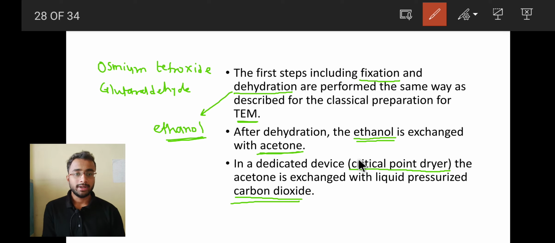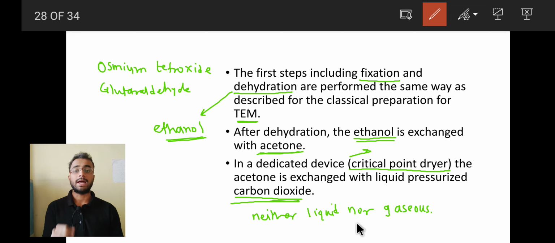The critical point is a temperature at which carbon dioxide is not in a gaseous state nor in a liquid state. What exactly is the critical point for carbon dioxide? The carbon dioxide will be neither in a liquid state nor in a gaseous state. The state is in between liquid and gaseous, and at this temperature we have to dry our specimen.